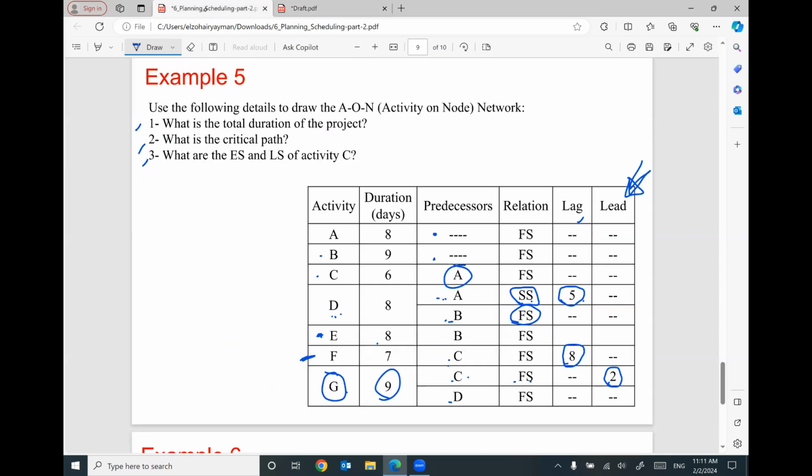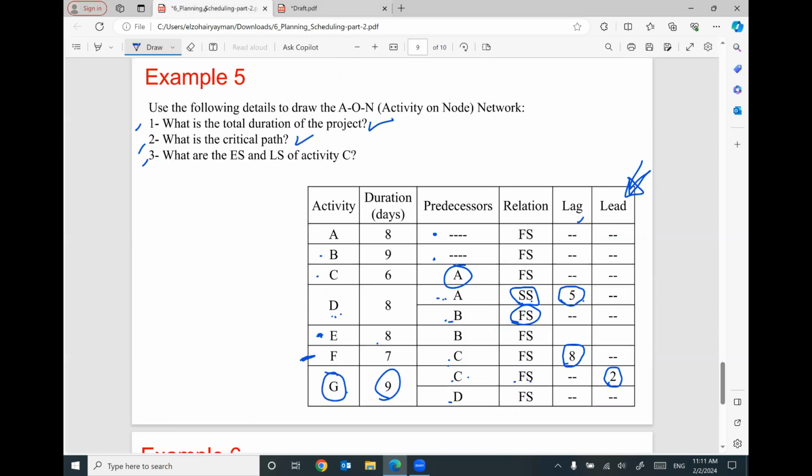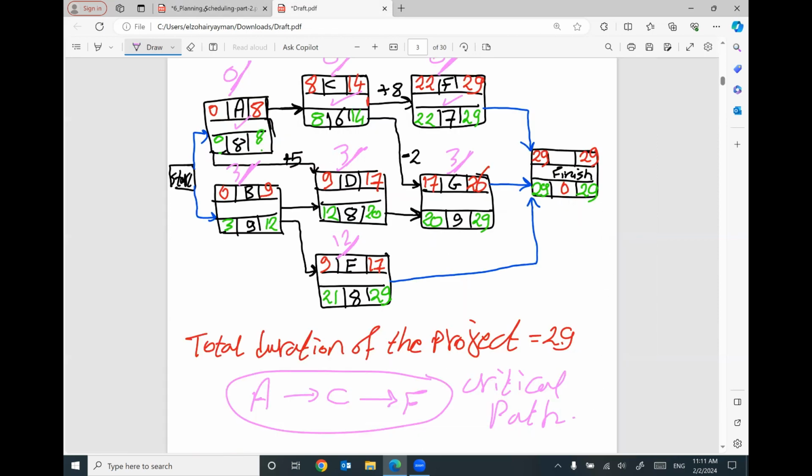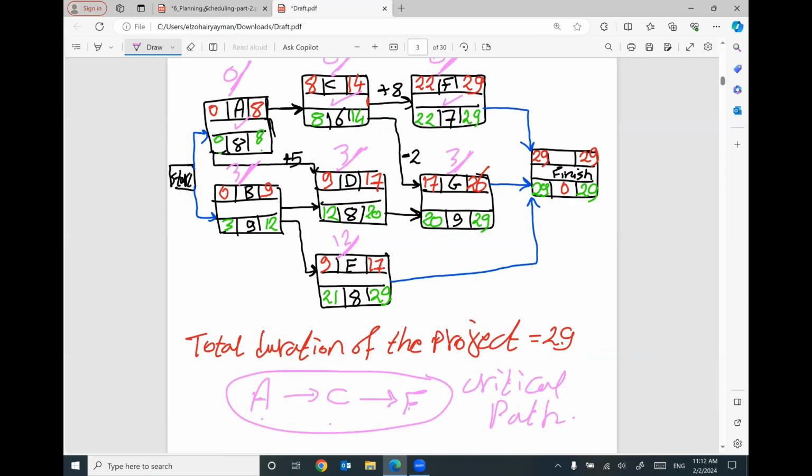So I answered the first question. What is the total duration of the project? It's 29 days. What is the critical path of this project? It is activity A to C to F. What are the early start and late start for activity C? Here is activity C, and this number is the early start, and this number is the late start. That makes sense?